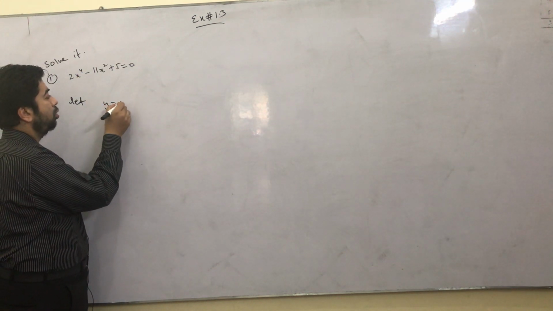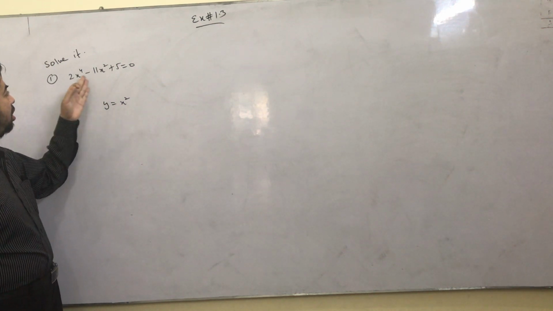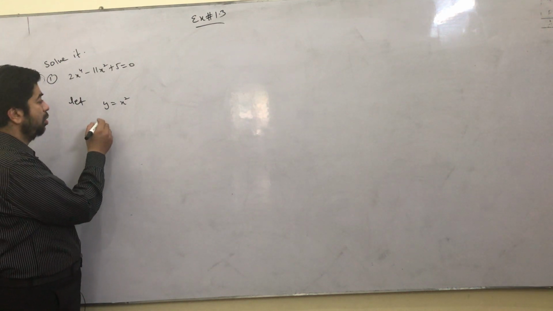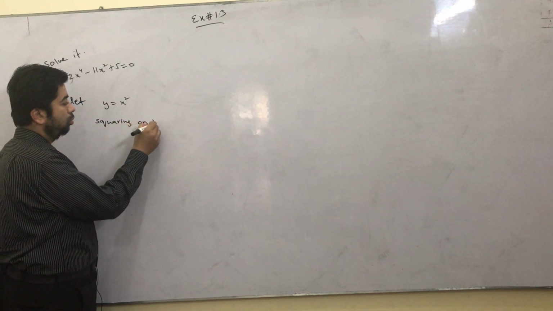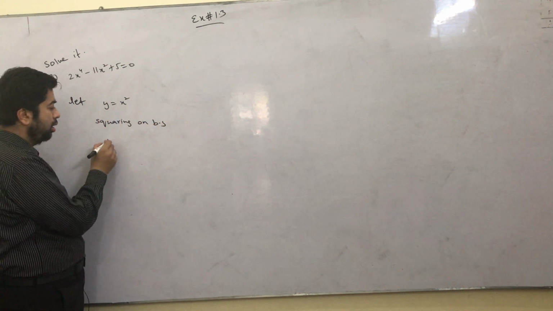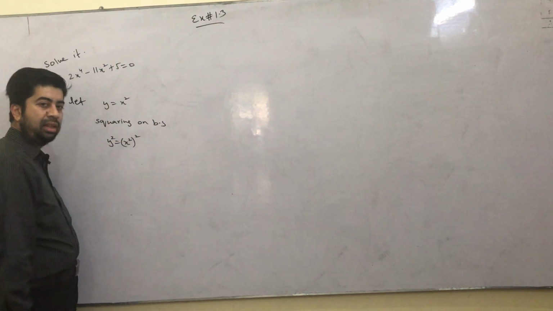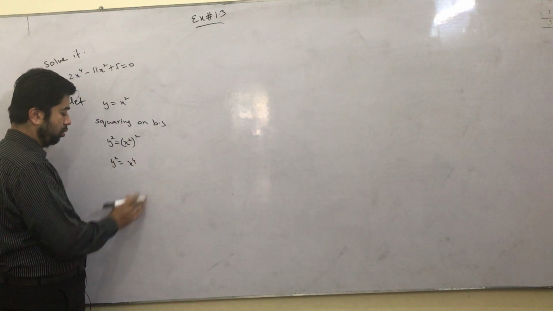Let y is equal to x square. And we just have to approach for x raised to power 4 also. So for this purpose, squaring on both sides, apply square here and apply square also here. It will be y square is equal to x raised to power 4.